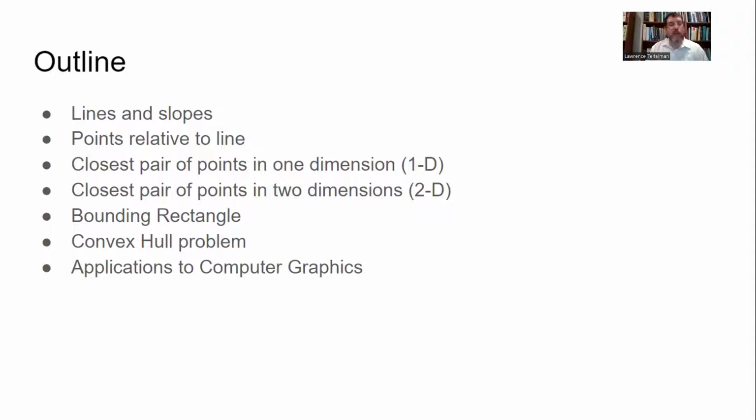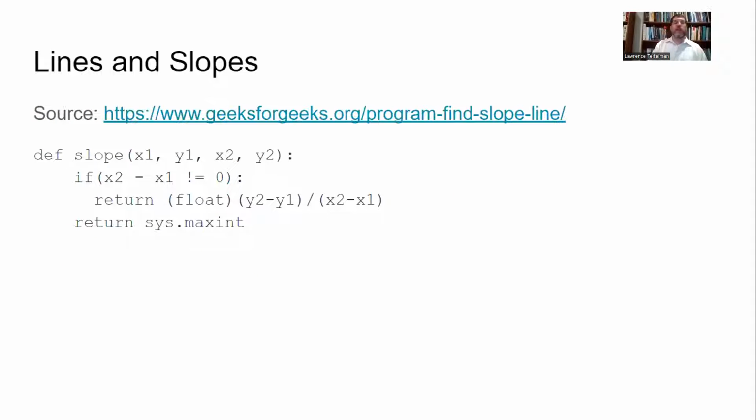Bounding rectangle, which is, if I have a bunch of points, how do I find the corners of that rectangle? And then we have the convex hull problem, which is sort of like a bounding rectangle, but more general. If I have a whole bunch of points, how do I make a polygon around them, the convex hull? And finally, we'll discuss an application to computer graphics, something that many of you probably use on a regular basis without realizing. Our first one is a very simple problem.